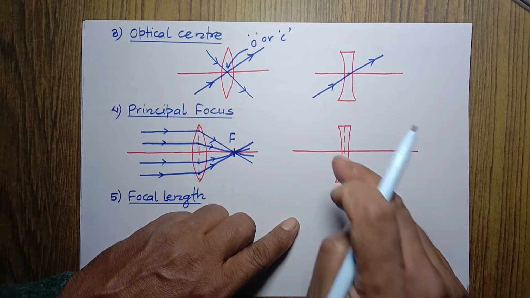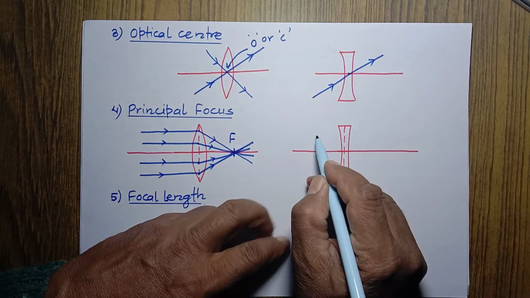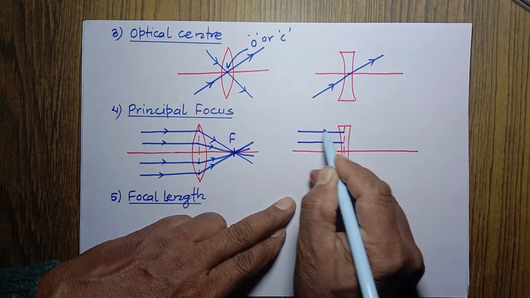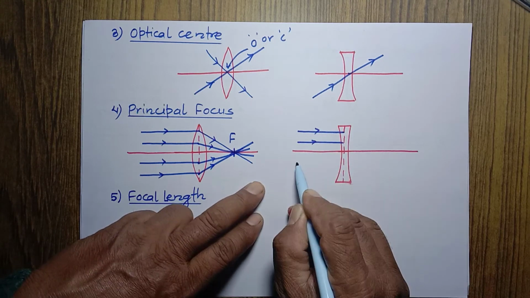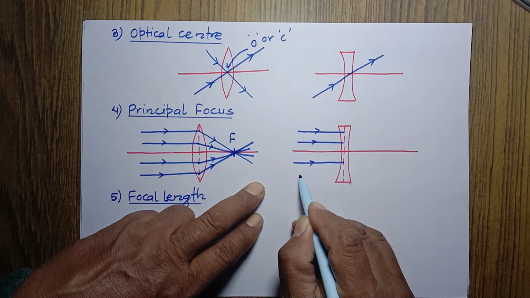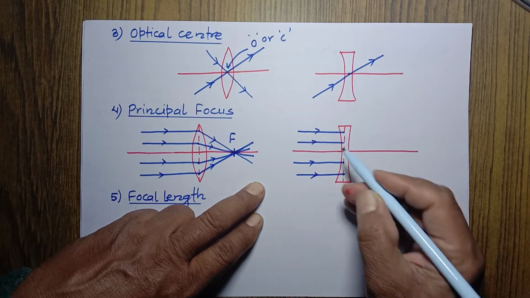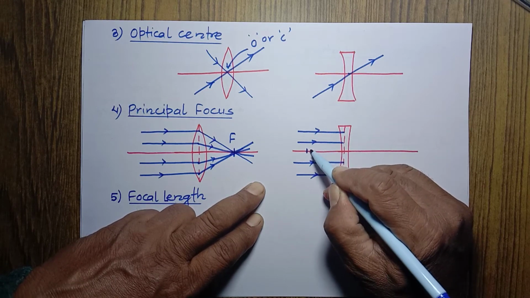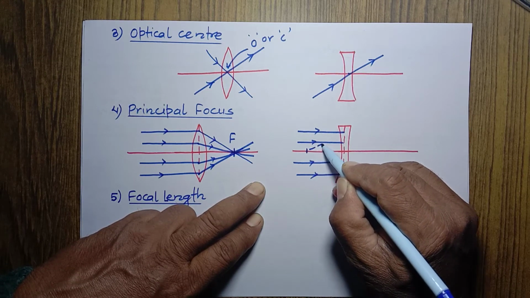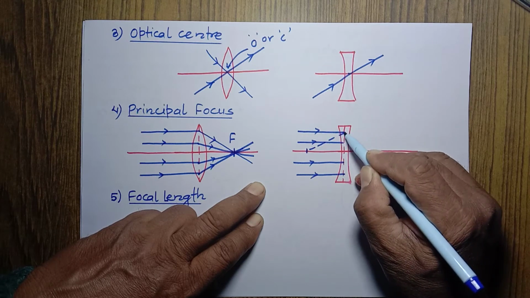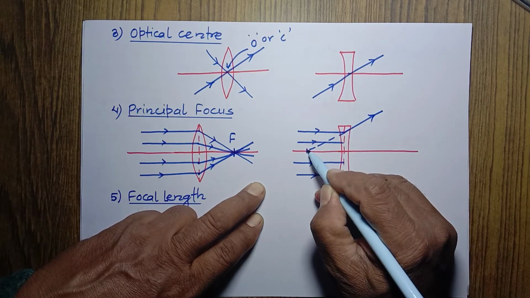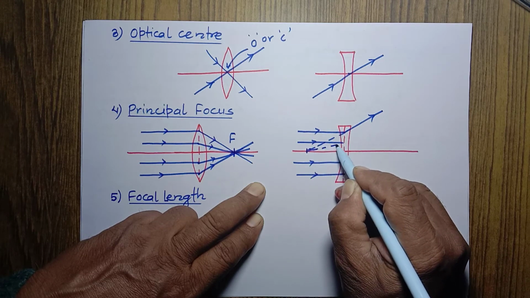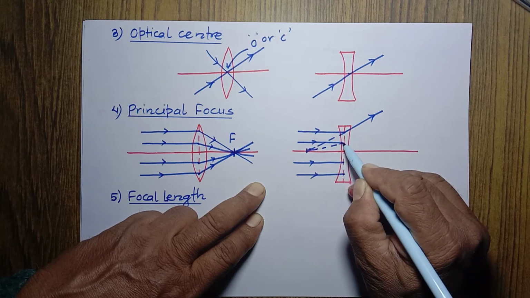But in this case, it is different. In a concave lens, if the rays of light are coming parallel to the principal axis this way, the rays which are parallel to the principal axis appear to be coming from a point on the principal axis in the front side of the lens. From the front side of the lens, look at this, all these rays appear to be coming from a point of the principal axis after refraction.